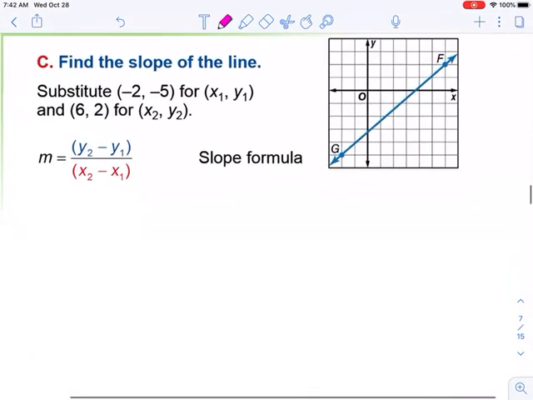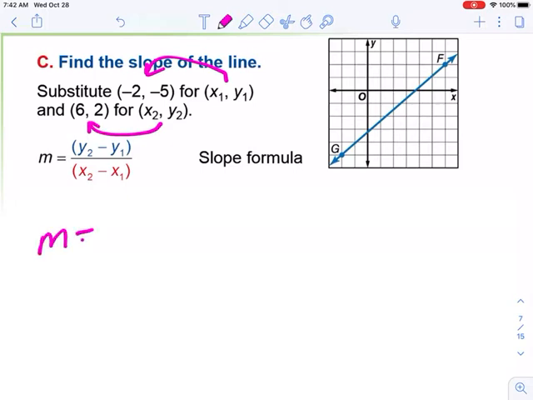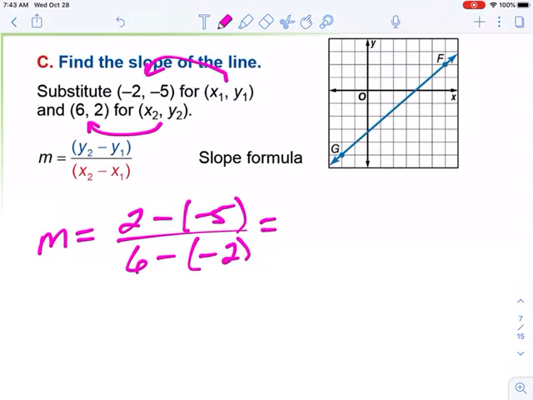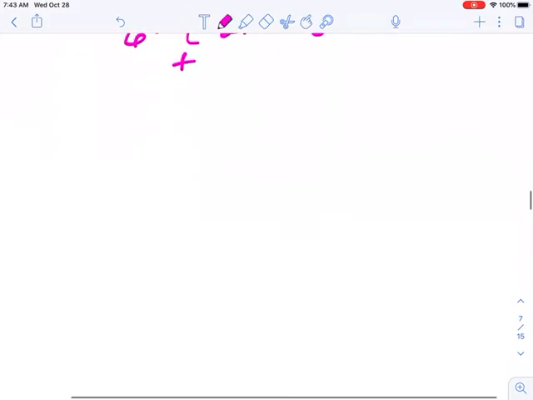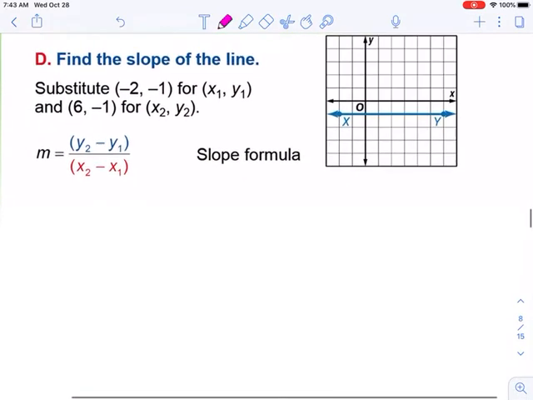Next up, same deal. This first point is first, so I'll let it be x sub 1, y sub 1. I see that those things are already there. I'll let that one be x sub 2, y sub 2. Slope is y sub 2, 2, minus y sub 1, negative 5, over x sub 2, 6, minus x sub 1, negative 2. 2 minus minus 2 plus 5 is 7. 6 minus minus 6 plus 2 is 8. Unreducible, slope is 7/8.